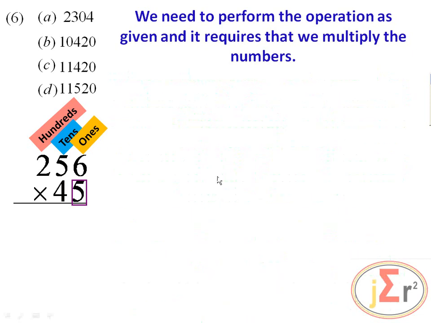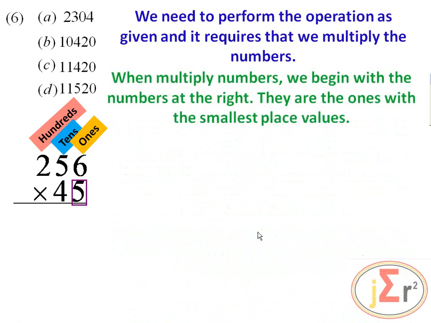So let's go. When multiplying numbers, we begin with the numbers at the right. They are the ones with the smallest place value. So begin right there. So notice that we are beginning with what? The ones digit of the multiplier and the ones digit of the multiplicand. So 5 6s 30.